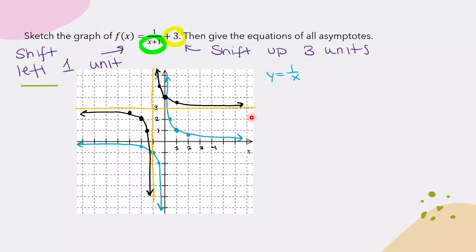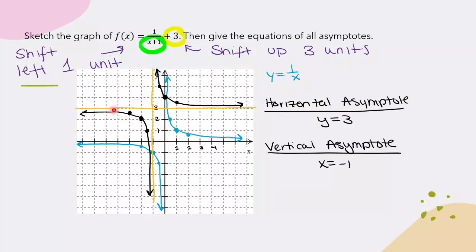And I can see where the asymptotes are. Those asymptotes were moved through my shifts. I have a horizontal asymptote of y equals 3. The graph is flattening out at the ends and approaching the line y equals 3. And I have a vertical asymptote of x equals -1. That is where my function is undefined, and those y values are going to positive infinity and negative infinity.